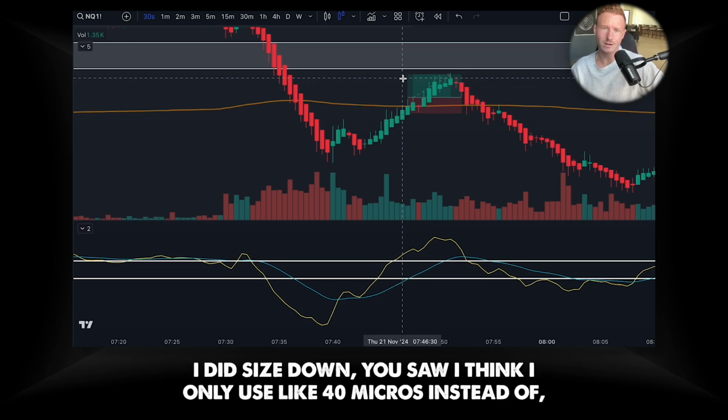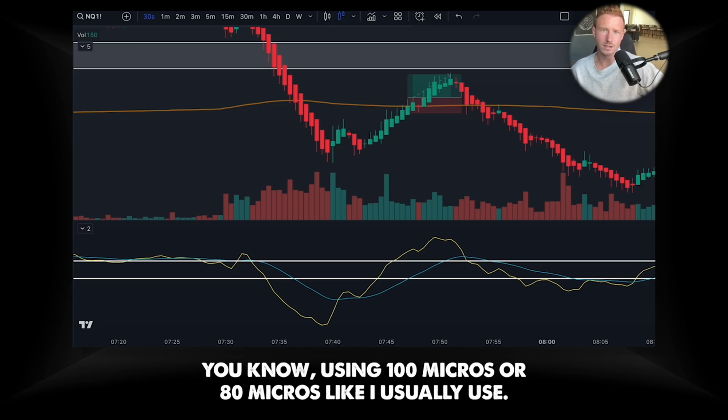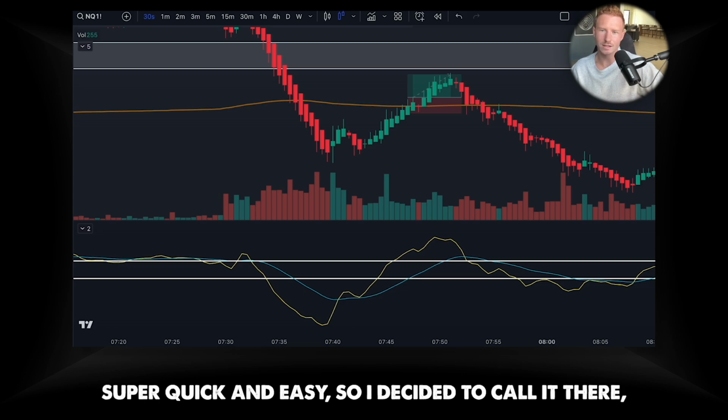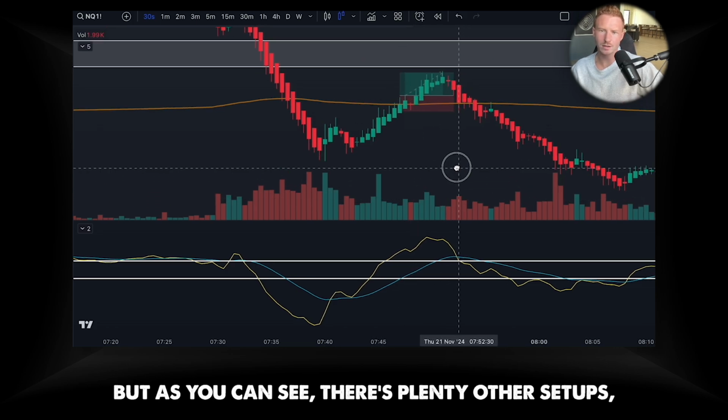I did size down. You saw, I think I only used like 40 micros instead of using 100 micros or 80 micros like I usually use. But that was the trade for the day. Super quick and easy, so I decided to call it there. But as you can see, there's plenty of other setups.